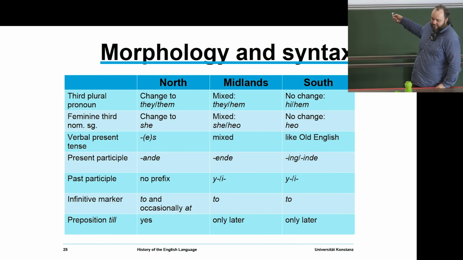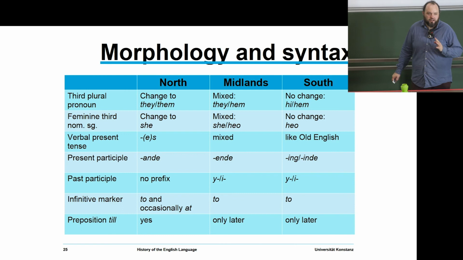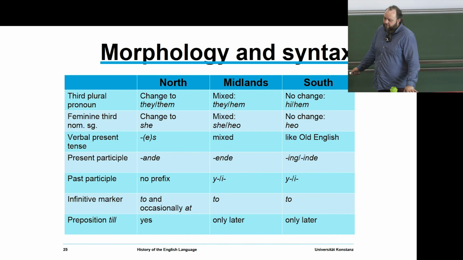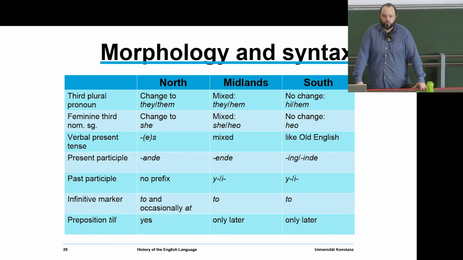The past participle also loses its prefix in the north. Actually, remember, this prefix isn't just a past participle prefix. It's also found on other verb forms. But where it's found is in the Midlands and in the south. We don't find it in the north. This, again, could be due to influence from Scandinavian, because Scandinavian had already lost all of its verbal prefixes at a much, much earlier stage.